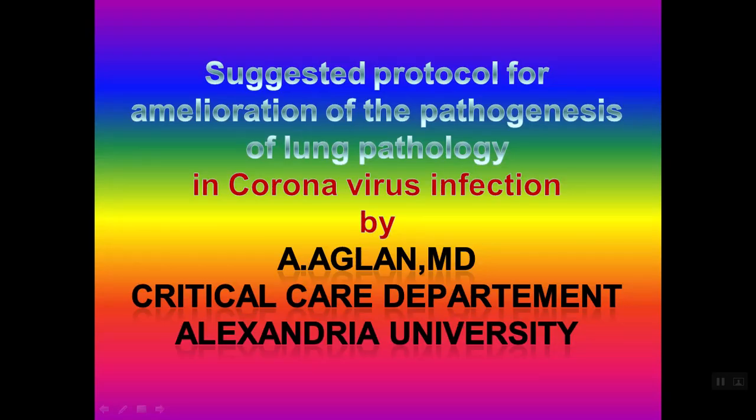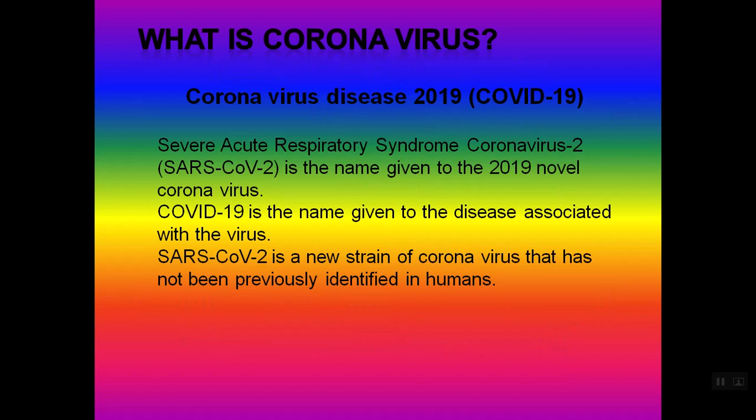This is a suggested protocol for amelioration of the pathogenesis of lung pathology in coronavirus infection, in a trial to treat such cases. What's coronavirus? Coronavirus 19 is called COVID-19. It is a severe acute respiratory syndrome coronavirus 2, called SARS coronavirus 2. SARS coronavirus 2 is a new strain of coronavirus that has not been previously identified in humans.